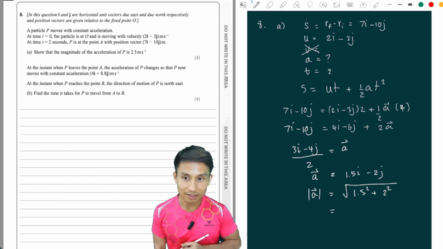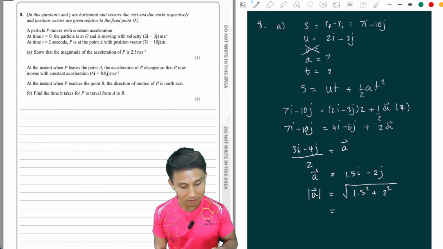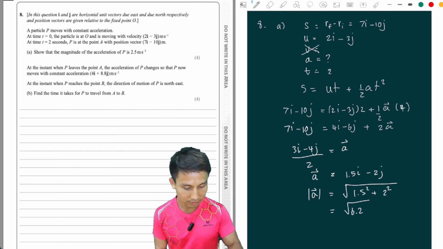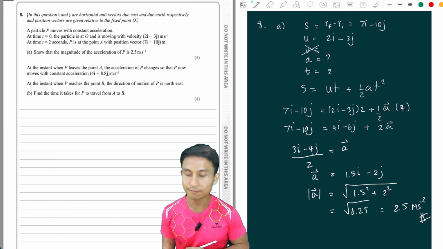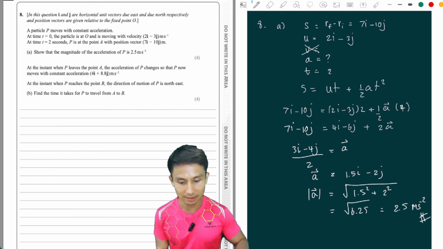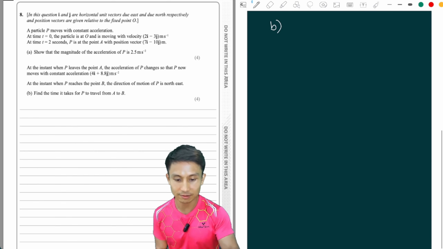And you should get 2.5 because that will add up to 6.25, right? And that's just 2.5 meters per second squared, as required here. So that's part A done. Yeah, so you have to be careful there.